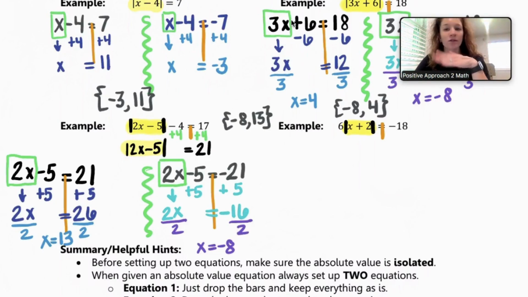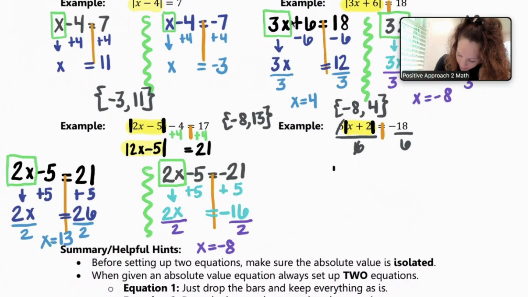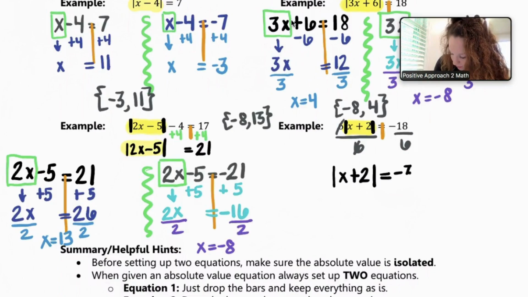So is there anything to the right of that back bar? No. So we only have that 6. So what we're going to do is undo that multiplication, and we're going to divide both sides by 6. Okay? And so that's going to get rid of that for us. So we're going to be left with the absolute value of x plus 2. And negative 18 divided by positive 6 is negative 3.